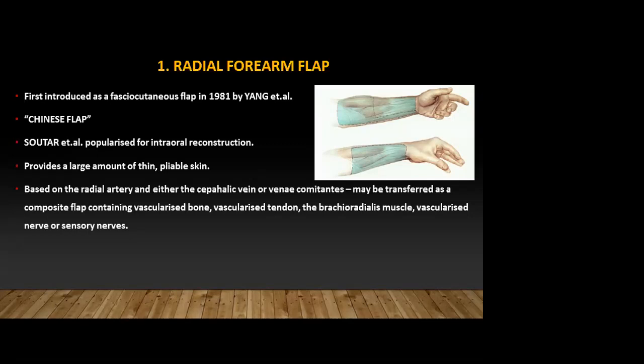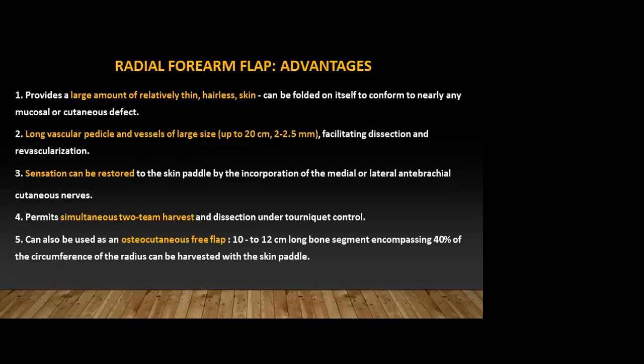Apart from being a fasciocutaneous flap, we can make it a composite flap if we incorporate vascularized bone, tendon, the brachioradialis muscle, or sensory nerves. So the bone which we usually take is the radius.